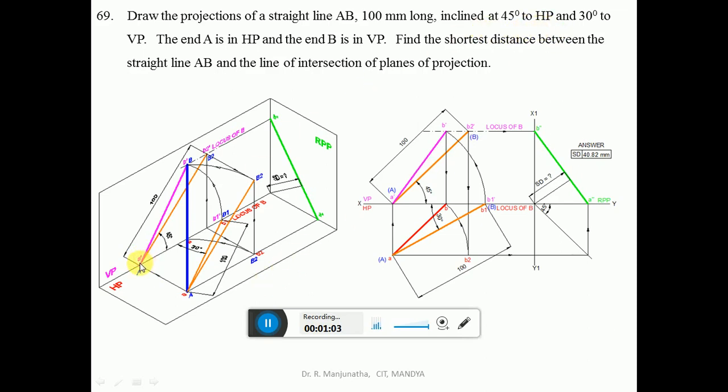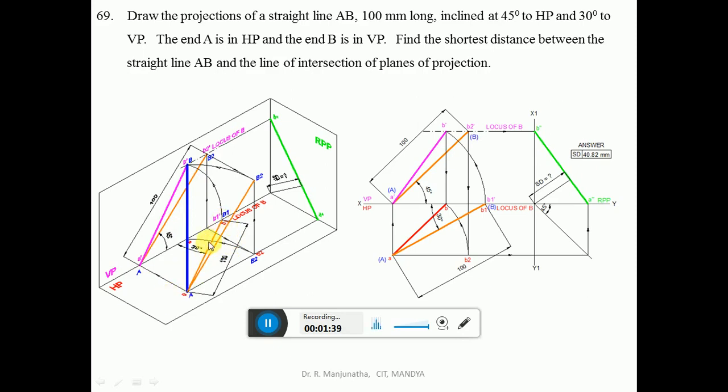From A dash you measure an inclination of 45 degrees and draw a line such that it has the 100 mm length. Now we have the locus of B in the front view and the locus of B in the top view. We have this point as B2 dash and this point as B1. Join A B1, a little bit thicker than the projection line, and here also A dash B2 dash, a little thicker than the projector line. So now this line is the true length in VP and this line is the true length in HP.